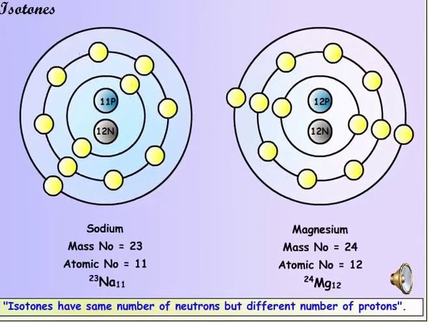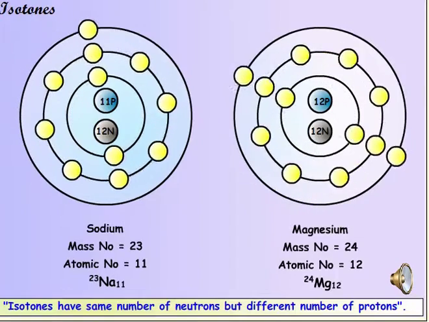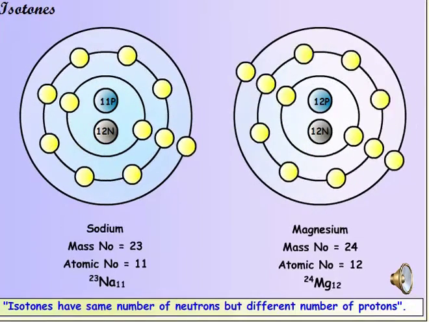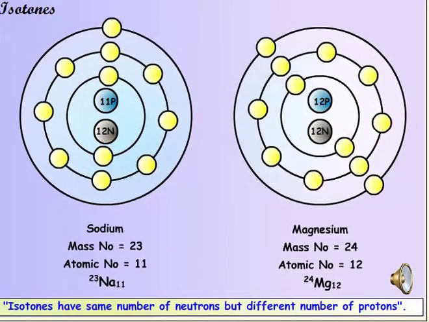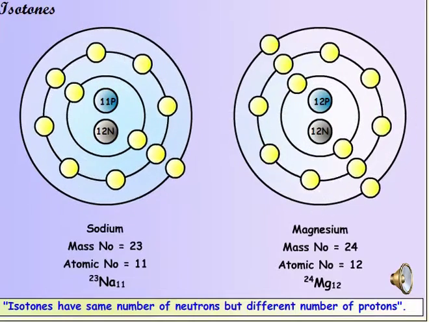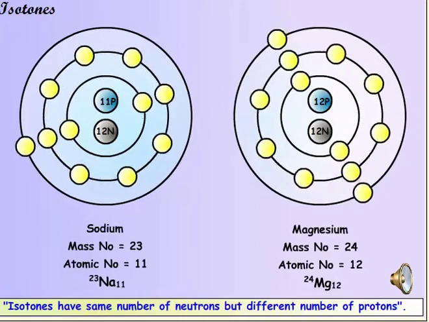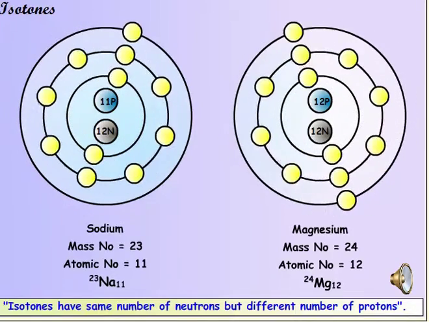Isotones have the same number of neutrons but a different number of protons. Hence, both sodium and magnesium contain 12 neutrons but different number of protons. Their atomic numbers and mass numbers vary.